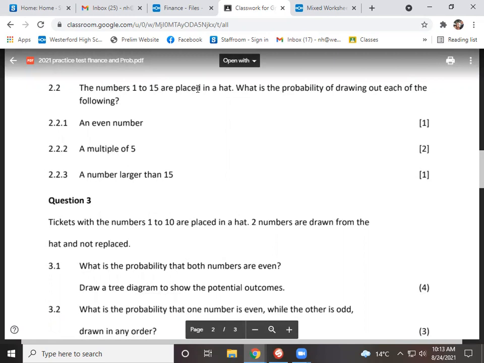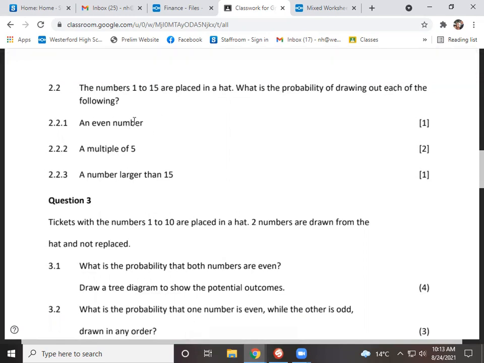The numbers 1 to 15 are placed in a hat, so that's 15 numbers, right? What is the probability of drawing out each of the following? An even number. Guys, now you must just think, how many even numbers are there from 1 to 15? 2, 4, 6, 8, 10, 12, 14. 7 of them. How many numbers are there in total? 15. So the probability is 7 over 15, right?